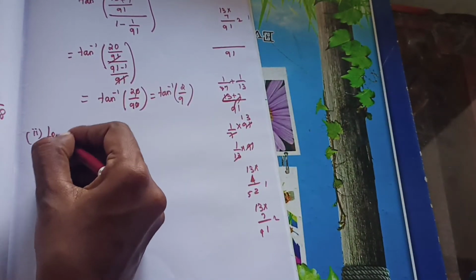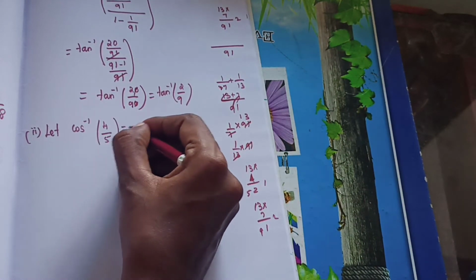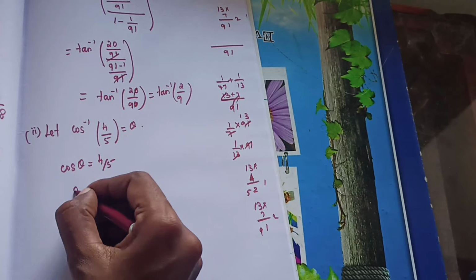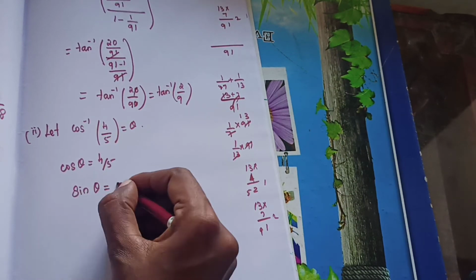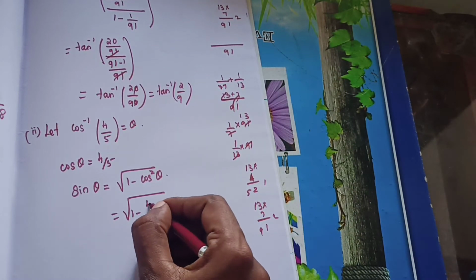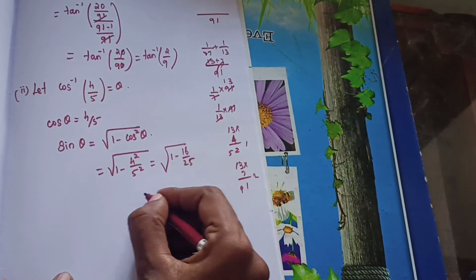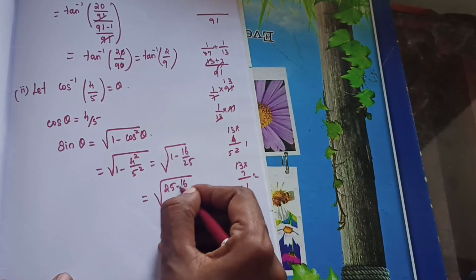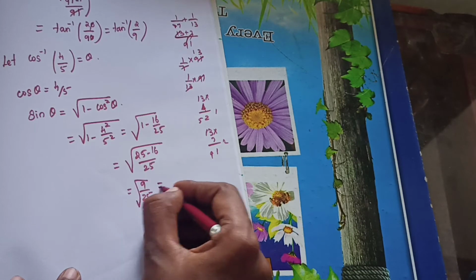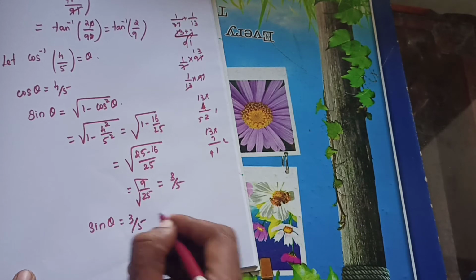Second one, let cos inverse of 4 by 5 be theta. Then cos theta equal to 4 by 5. From this, if you are finding sin theta, what will happen? Square root of 1 minus cos square theta equal to square root of 1 minus 4 square by 5 square, equal to square root of 1 minus 16 by 25, equal to square root of 25 minus 16 by 25. So 25 minus 16 means 9 by 25, which gives us 3 by 5. So this is the value for sin theta. Sin theta equal to 3 by 5.